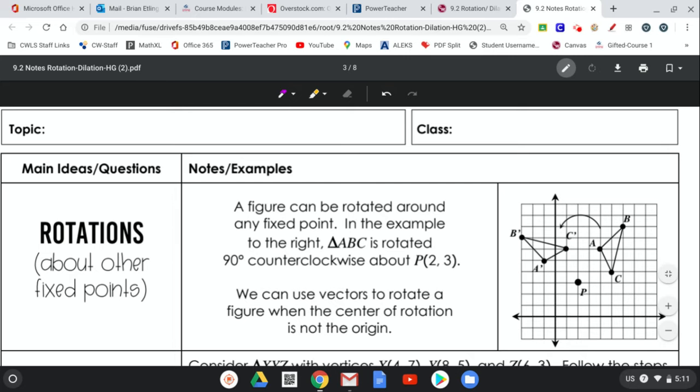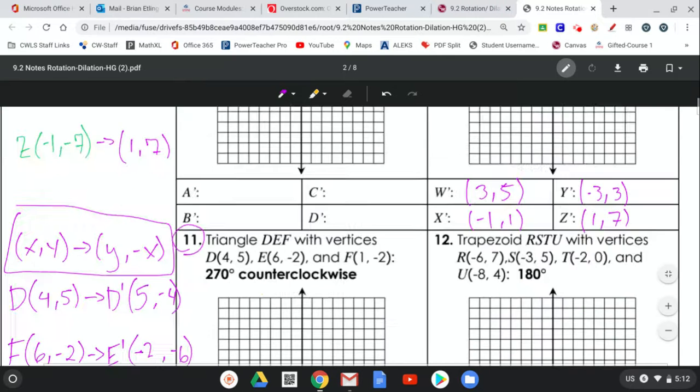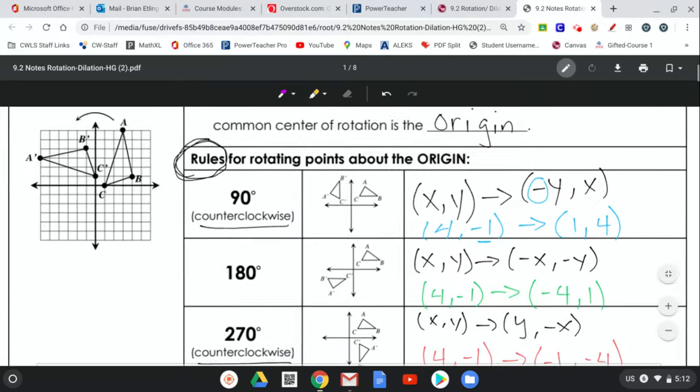All right, guys, so now we're going to move on to rotations about other fixed points, just meaning other points on the coordinate plane. So like if you look at our example over here, P is the fixed point, and this pre-image ABC is being rotated 90 degrees counterclockwise, forming this image right there. This isn't too terribly difficult, and the rules that we had before are still going to apply.